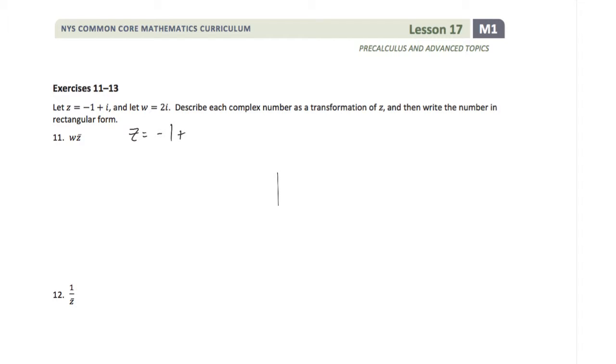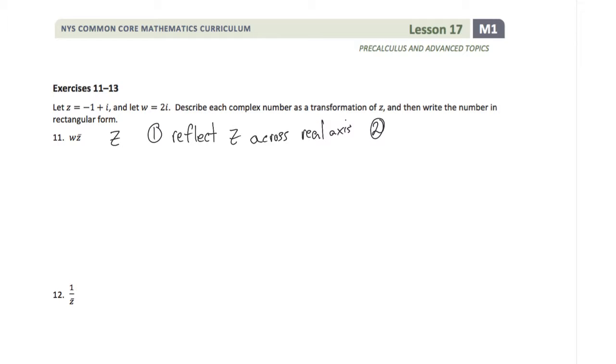Actually, before we get into this, let's do some analysis of the problem. Let's see what it's asking us to do. So describe each complex number as a transformation. Let's describe this first. We have some number Z, and the first thing we're going to do is reflect Z across the real axis.